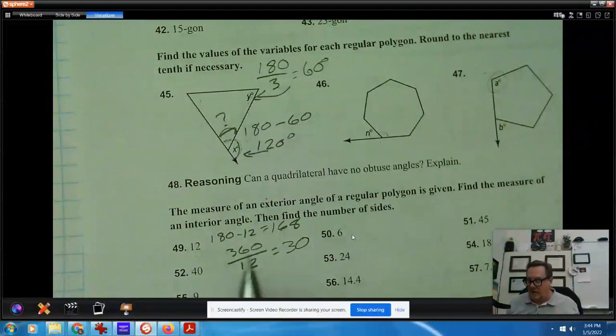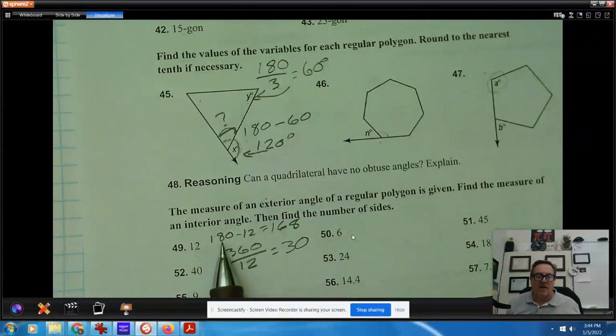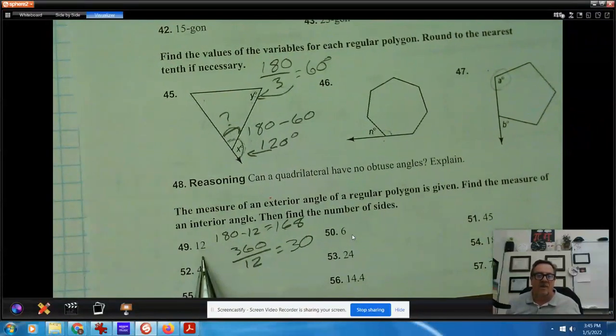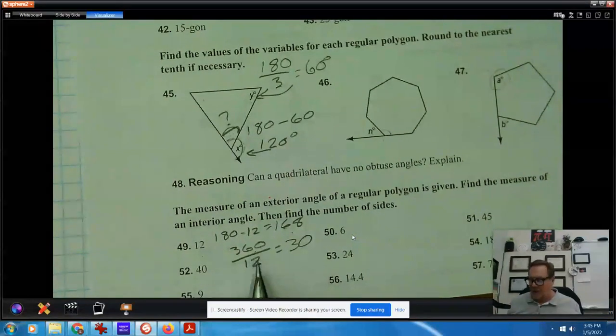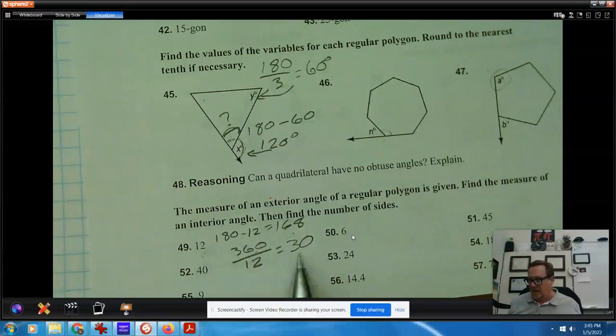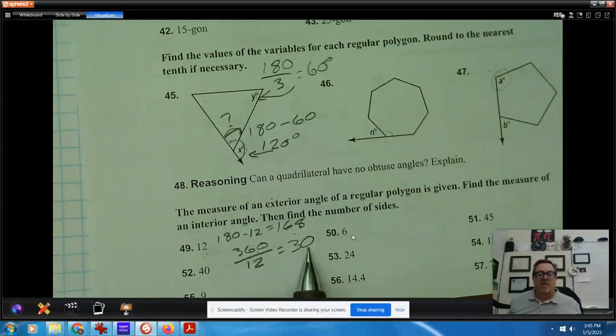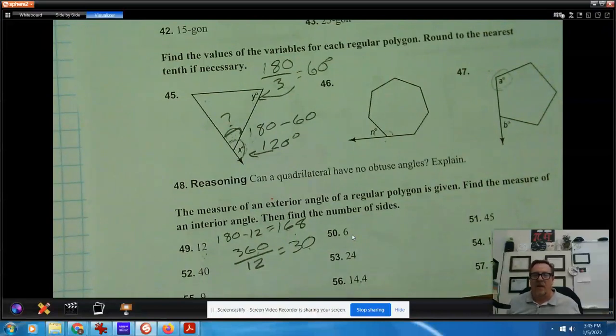So 2 things on that. All you have to do is take 180 minus the number that it gives us. That'll tell us what the interior angle measures are. And then we take 360 and divide it by that number, and that'll tell us how many sides we have for that figure. Remember, you're just doing the odds here.